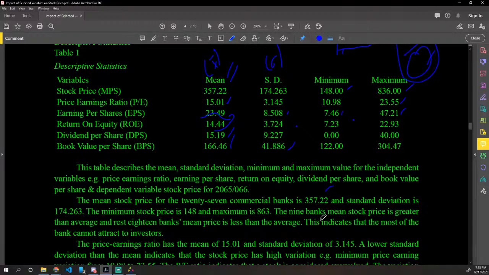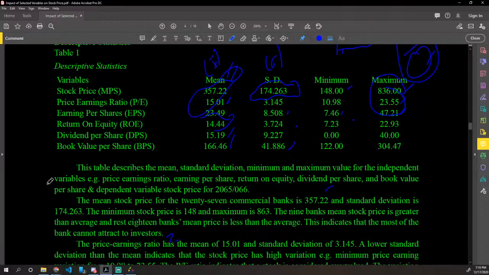The rest, 18 of them, are below, so that's why it is downward. See, the maximum value is 836, whereas our mean is only 357, so about a 400 difference. That's a huge difference. You can see it in the standard deviation as well, 174.263. So only 9 of them are basically the same. Most of the banks cannot track investors, that is correct as well.